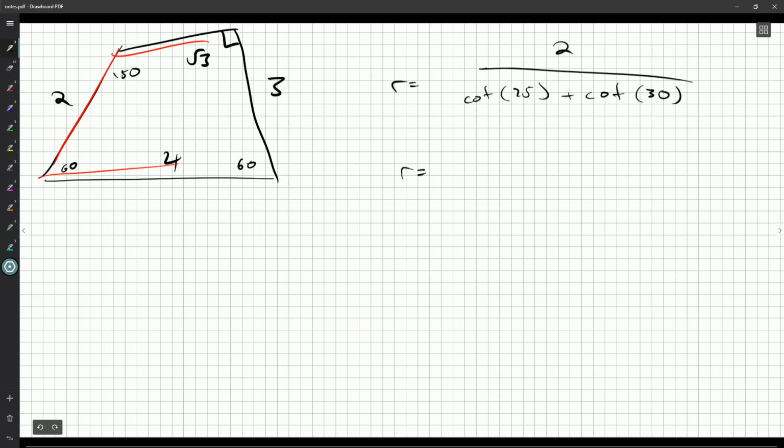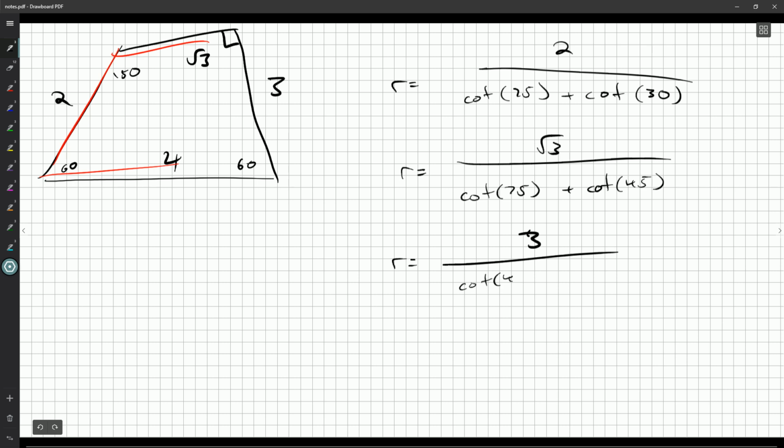If we use, let's just go clockwise around this, root 3, the radius will be root 3 over cotangent 75, and then cotangent half of 90 was 45. And we use 3. Get a cotangent 30 there. And then coming all the way down to the bottom, the circle that you would make with 4 in the middle, you'll just have 2 cotangent 30s.